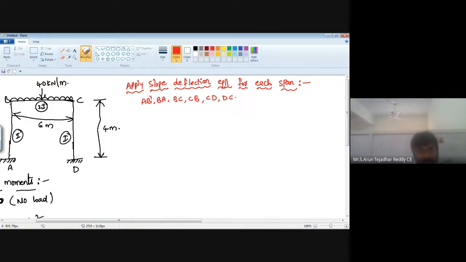See, first of all, consider AB, that is MAB. So what is the formula we have here? Fixed end moment for span AB, so MFAB plus 2EI by L into, first term is A, so twice theta A plus second term theta B, minus 3 delta by L, minus 3 delta by L.